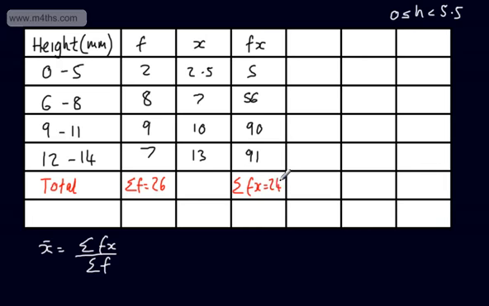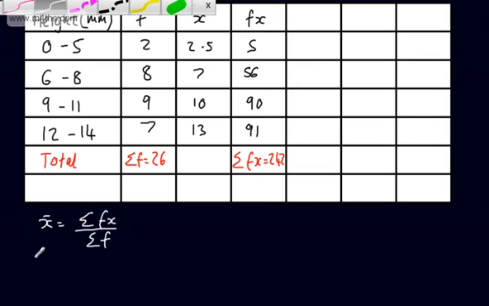So 242. So all we need for an estimate for the mean, and this is an estimate as these values could lie anywhere in between these. So if we know that this is going from 5.5 to 8.5, all of these might be bang on 5.5. Or they might be right at the other end, just slightly less than 8.5. And that's why it's an estimate.